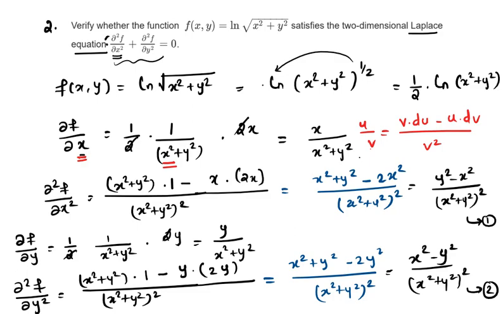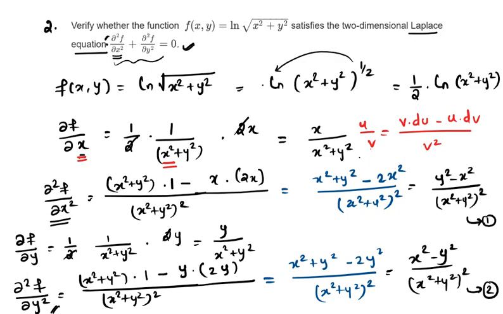So I have taken ∂²f/∂x² as equation number 1 and ∂²f/∂y² as equation number 2. So add this, looking at the 2 equations. So look at this, y squared minus y squared. If you add this, y squared minus y squared will become 0. Same way, minus x squared plus x squared will become 0. So if you add these two equations, you will get the value 0, hence it is verified.